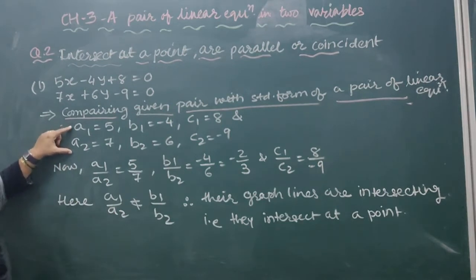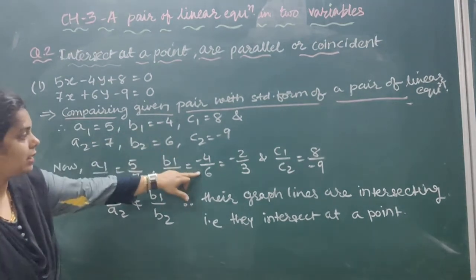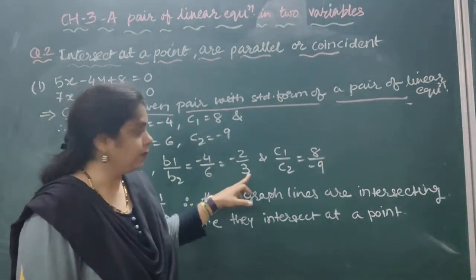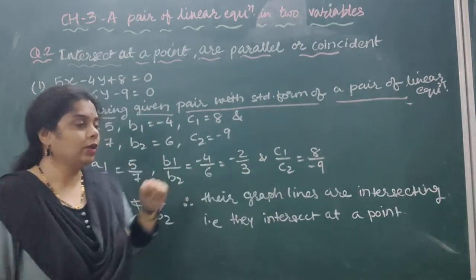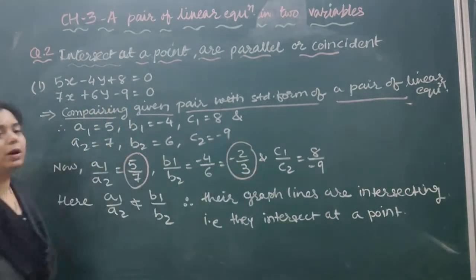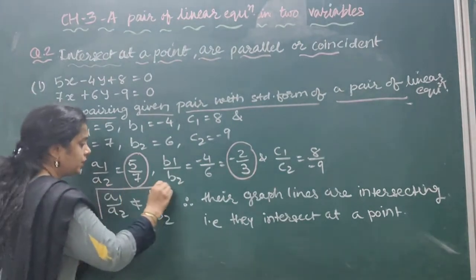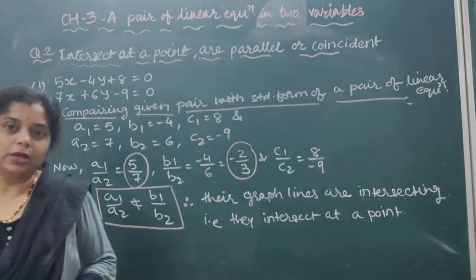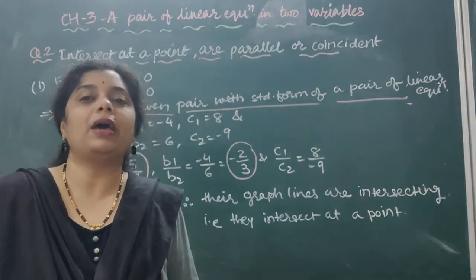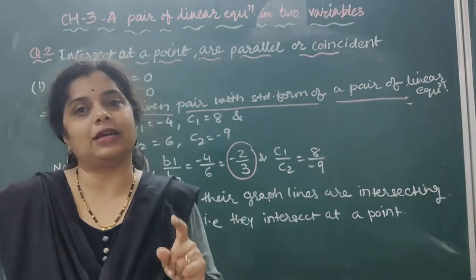Okay. Now, let's compare. Let's get the ratio. a1 by a2 is 5 by 7. b1 by b2 is minus 4 by 6. After cancelling the common factor, we get minus 2 by 3, and then c1 by c2. Now from this we can say that here it is 5 by 7 and here it is minus 2 by 3. So in short, we can say that a1 by a2 is not equal to b1 by b2. And if a1 by a2 is not equal to b1 by b2, then obviously the given pair of linear equations must intersect at one point.